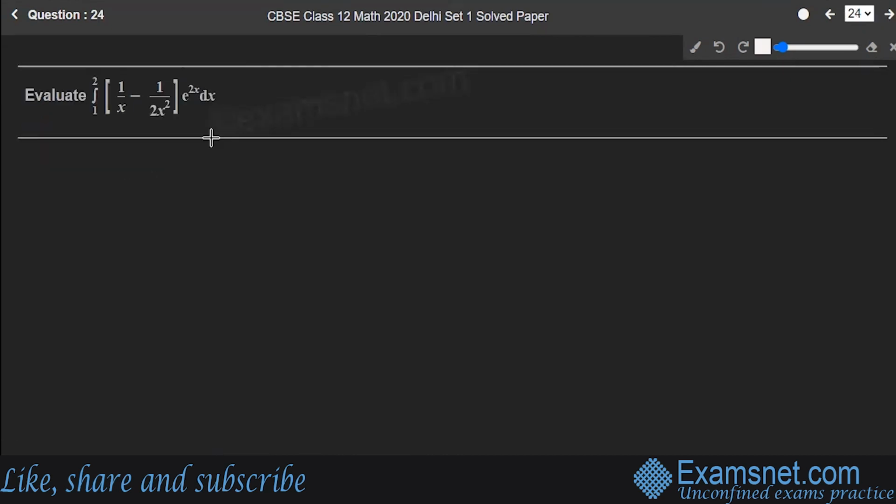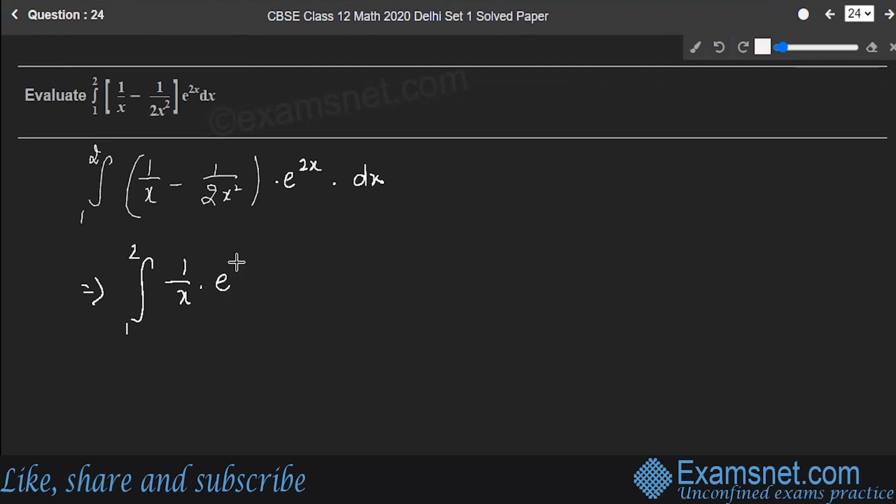You have to evaluate this given integral. Actually, this is pretty easy. Let's go. The limits are 1 to 2, 1 upon x minus 1 upon 2x square dx. I forgot to write e into e raised to power 2x dx. So this is equal to integral 1 to 2, 1 upon x into e raised to power 2x dx minus 1 by 2 e raised to power 1 upon x square into e raised to power 2x dx.